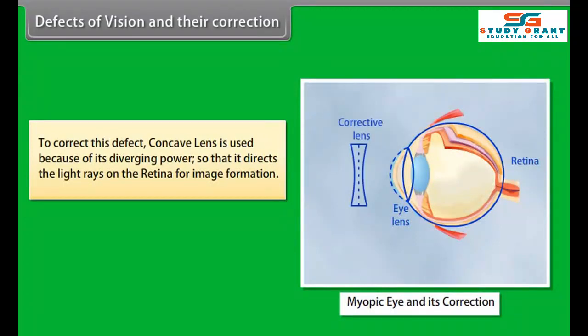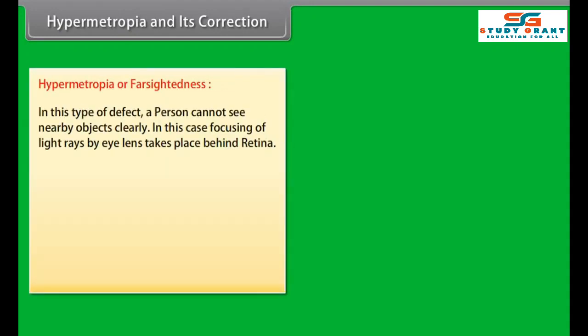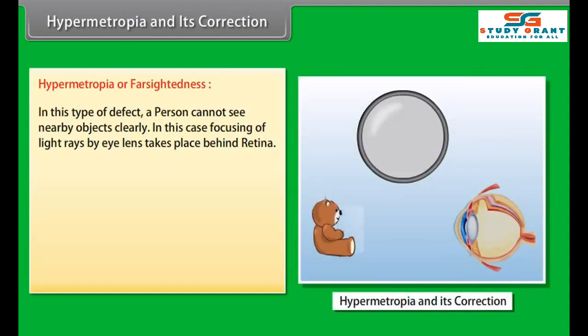To correct this defect, a concave lens is used because of its diverging power, so that it directs the light rays on the retina for image formation. Hypermetropia and its correction. In this type of defect, a person cannot see nearby objects clearly. In this case, focusing of light rays by the eye lens takes place behind the retina.